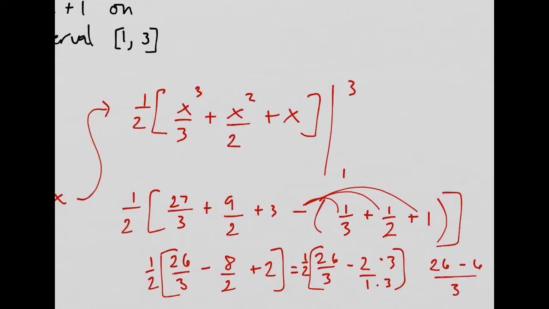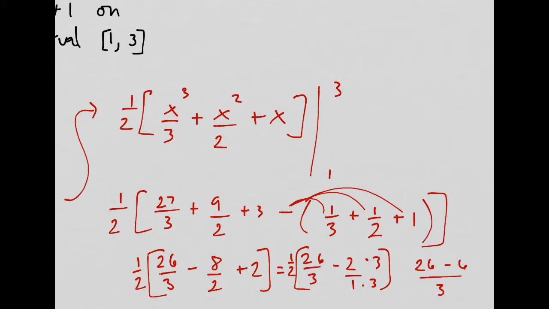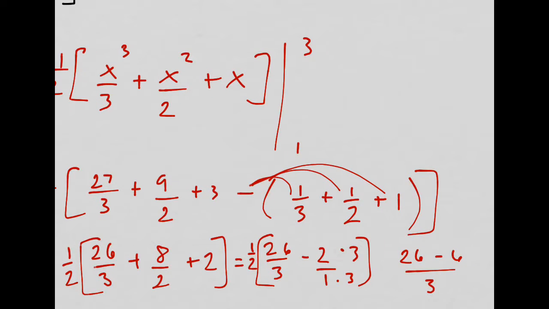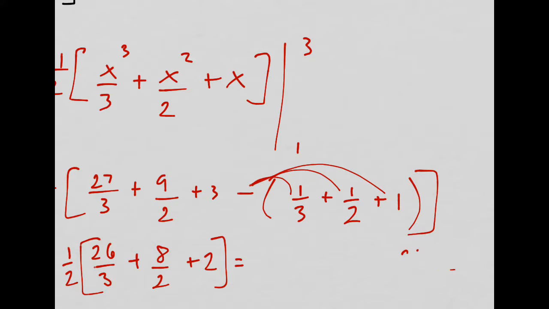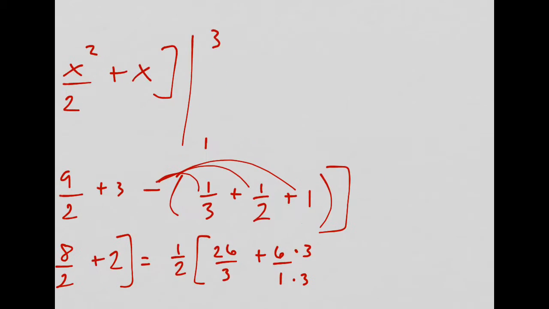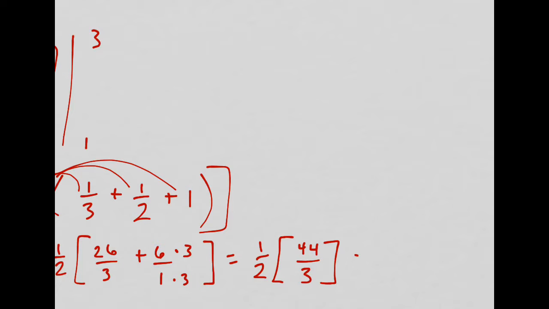I feel like I'm doing something wrong. Let me double check. Oh, there it is. This should be plus. So that's different. And then, 1/2 times 26 over 3, this is 4, 5, 6, so it's plus 6 over 1 times 3 times 3, so that's 18. Plus 26, so that equals 44 over 3, and then divide by 2, that's 22 over 3. There we go.